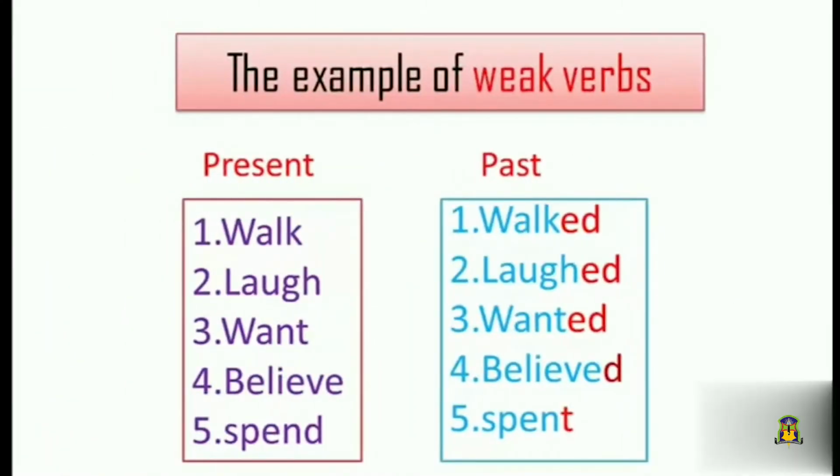But in the case of weak verbs, you can see some examples here. Walk, walked, laugh, laughed, want, wanted, believe, believed, spend, spent. Here some words are changed to past tense by adding ed, d or t. These types of verbs are called weak verbs.